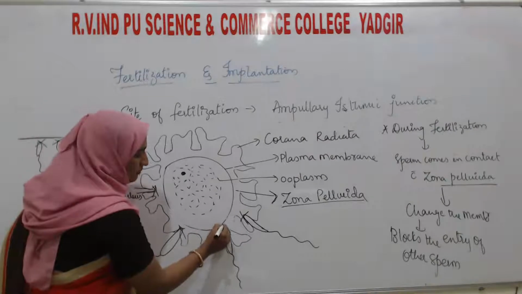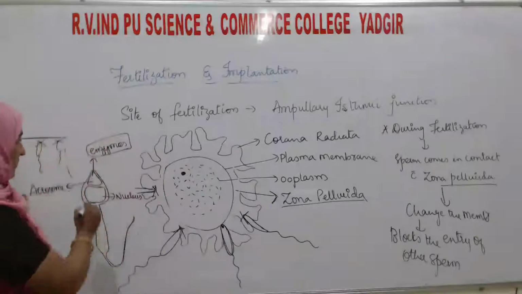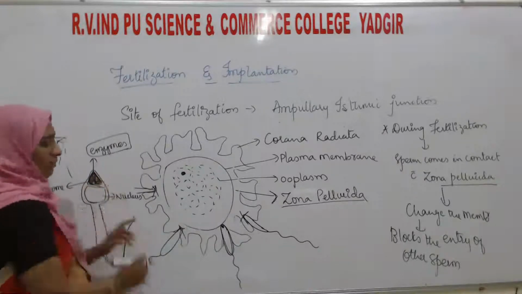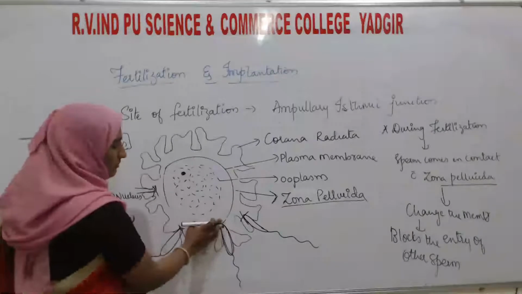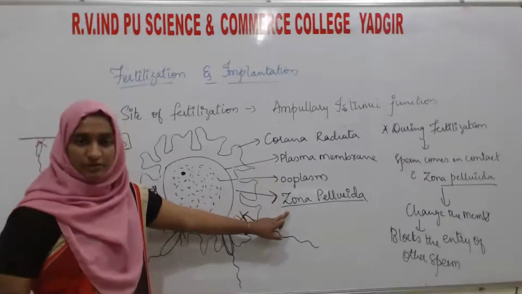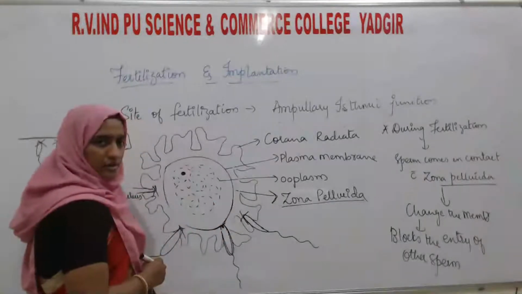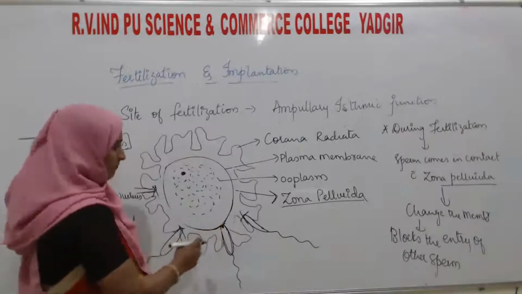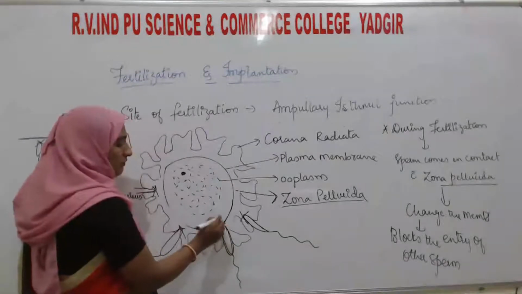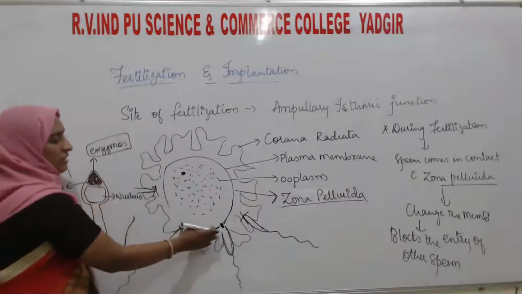For example, this is the sperm, and this part is the acrosome, which contains some enzymes. So these enzymes will rupture the layers. First it comes in contact with the corona radiata, then the zona pellucida, then the plasma membrane. When it comes in contact with the plasma membrane, the sperm starts to release the acrosome part, in which enzymes are present.